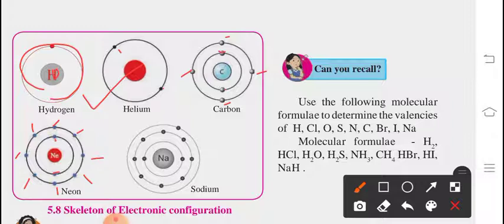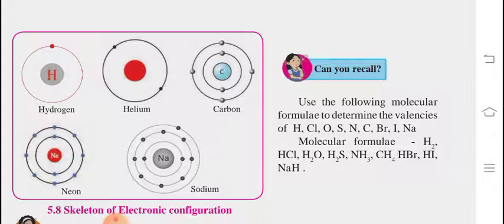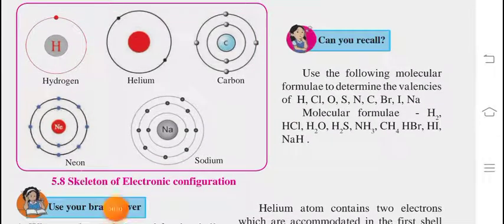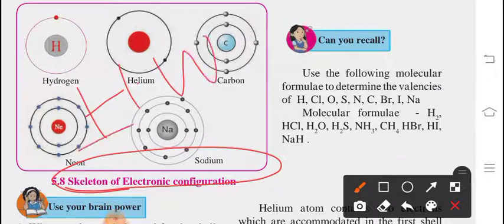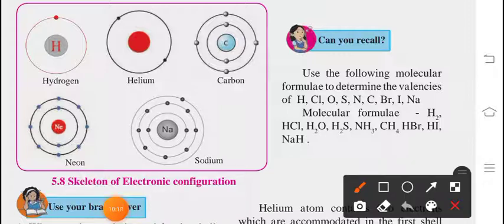Sodium, 2, 8, 1. 2 in the first orbit, 8 in the second orbit, and 1 will be in the third orbit. So we can represent it through a diagram also. This is the skeleton of electronic configuration which you have to draw. This is also a part of your homework. Now you can make this type of diagram for these many elements.